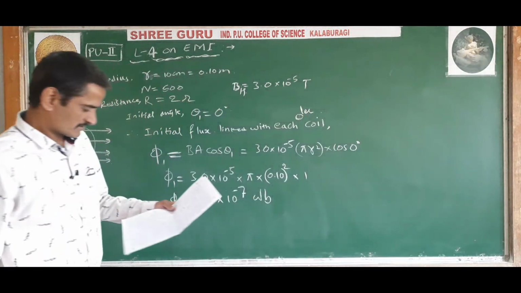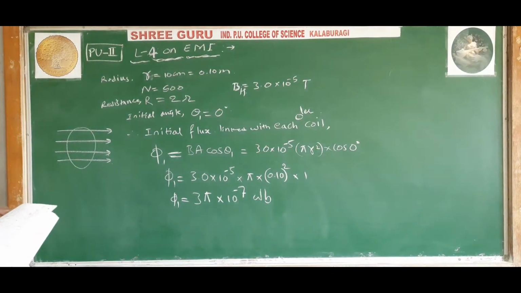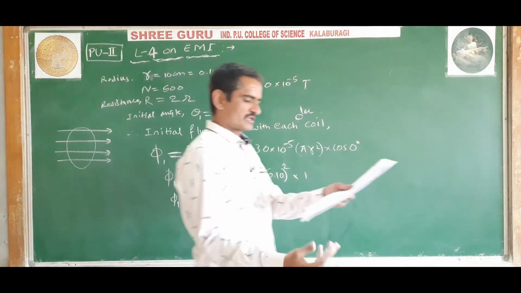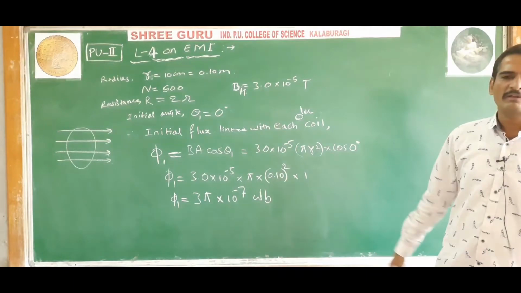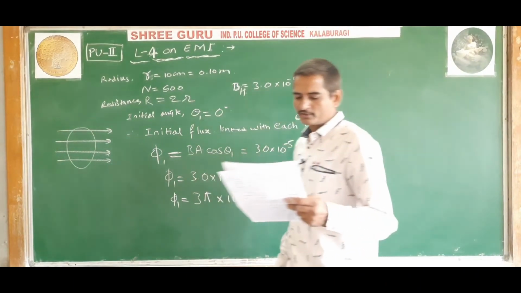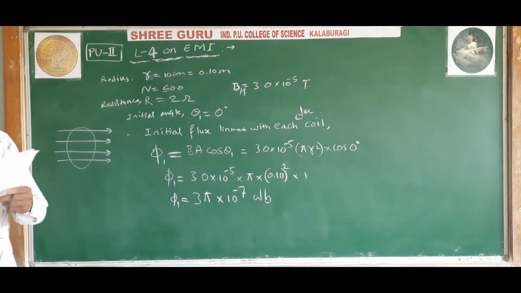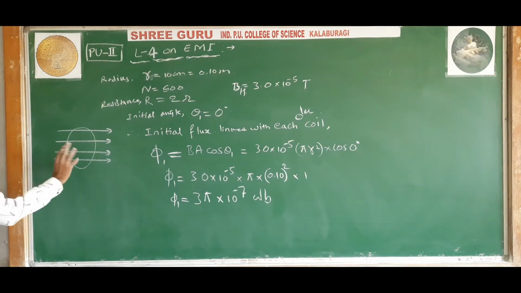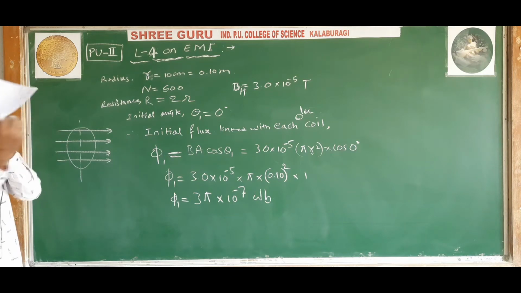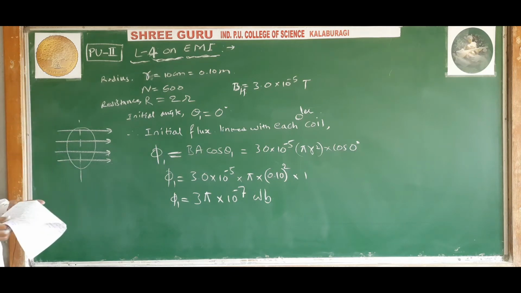Next, what have they given? See the question, the way I am reading the question, like that I am solving the numerical. It is rotated about its vertical diameter through 180 degree. Now it is rotated by an angle of 180 degree.